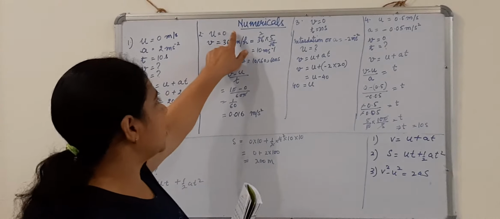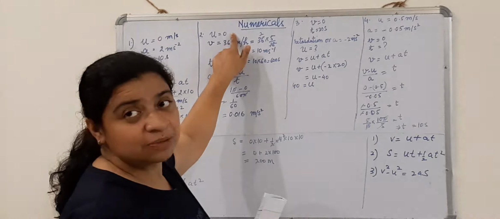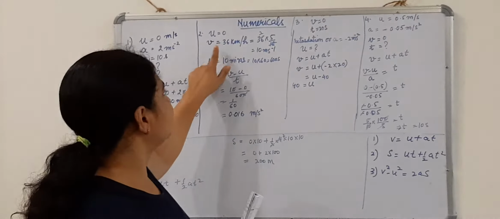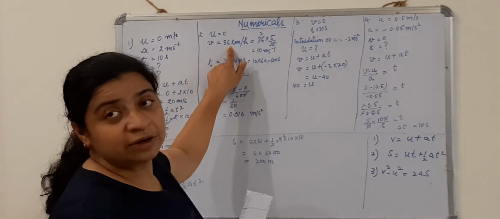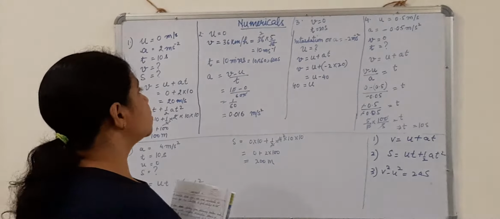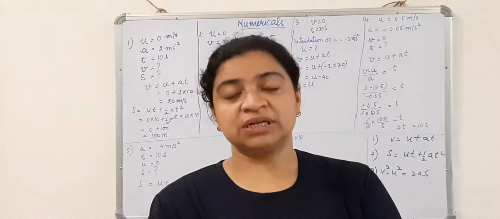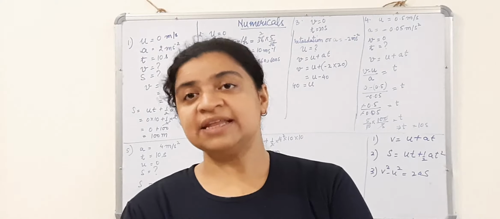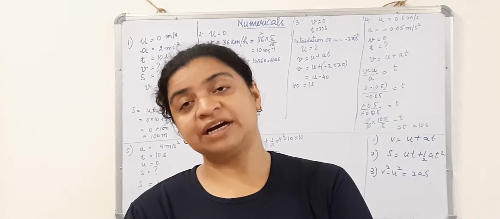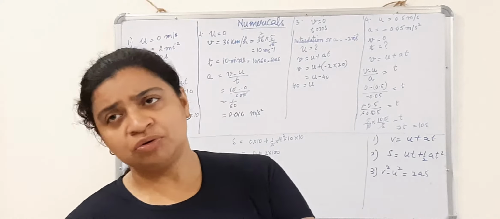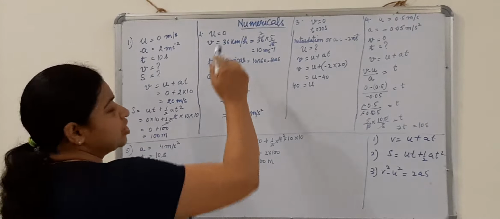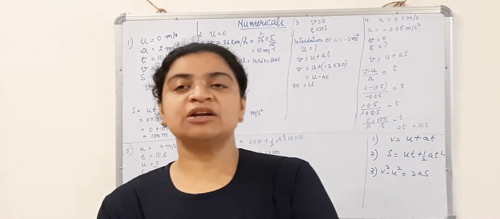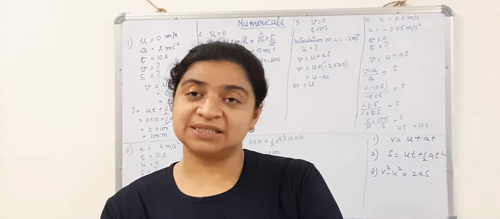Now, I have written that as the train had started from the initial position, u is equal to 0, v is 36 km per hour. I cannot use 36 km per hour like this, because then I would have to change my time into hours. So I am not going to do that. I will simply change my speed, that is 36 km per hour, into meter per second.